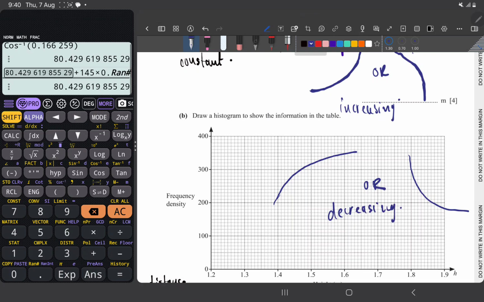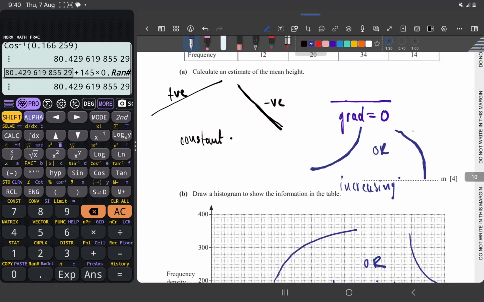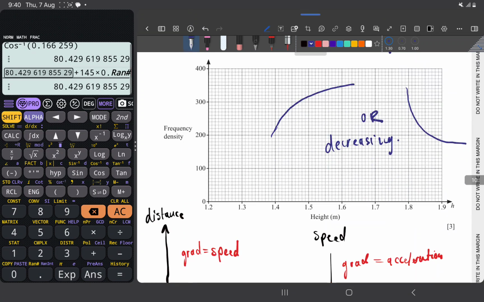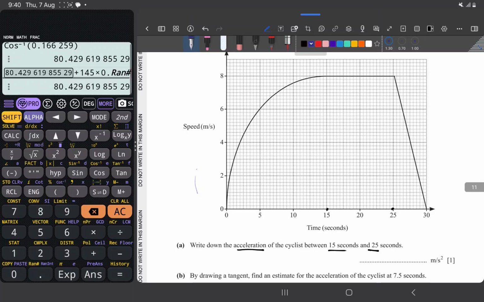So are we together? Have you seen it? Good. These are the words you use. Now let's go to the question. They said they want from 15 to 25.